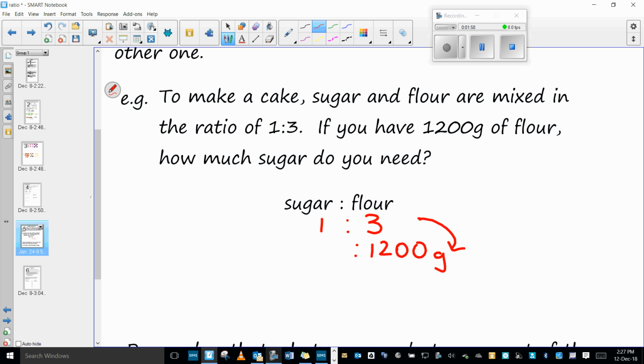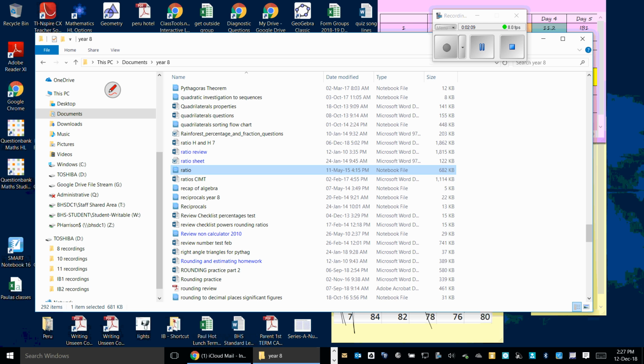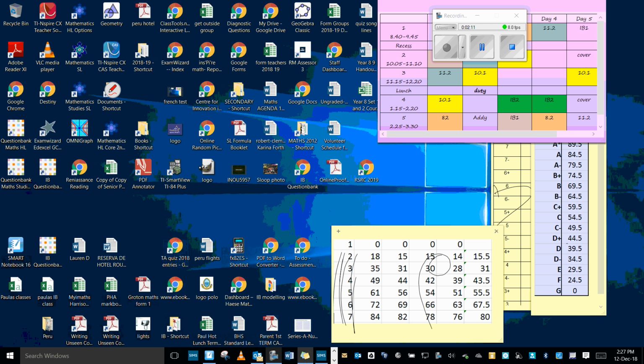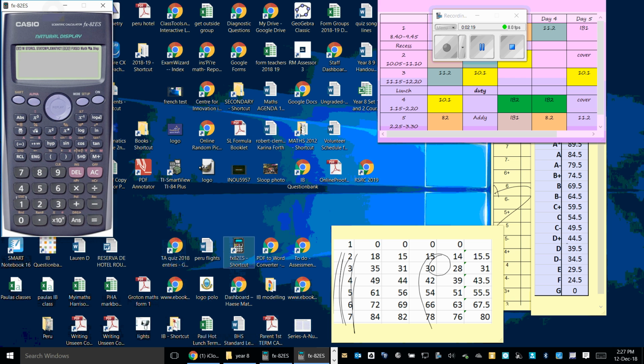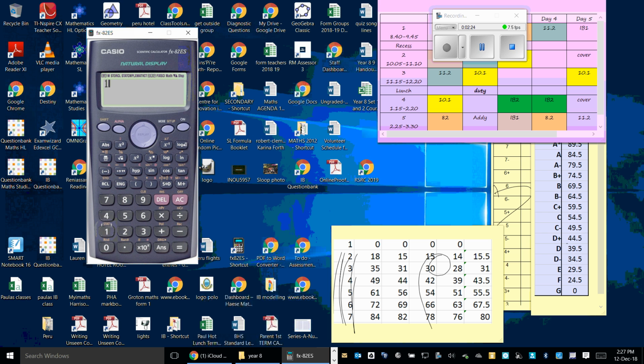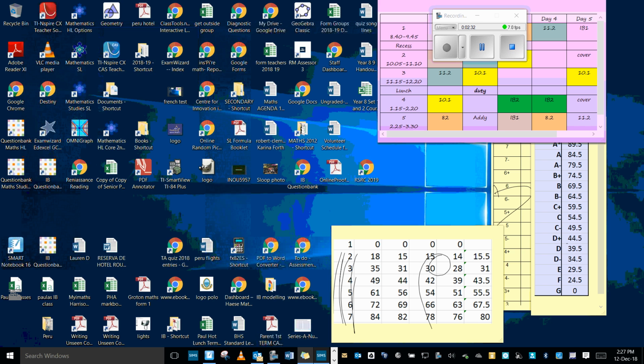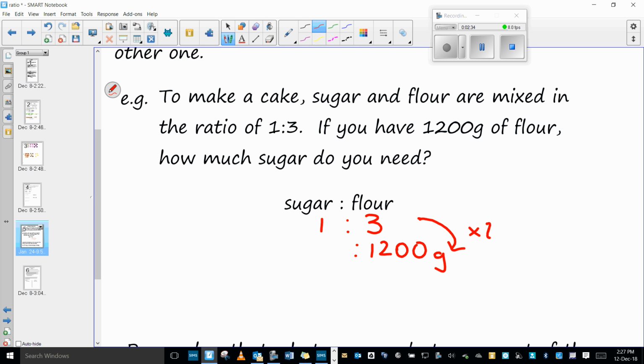So how do we work out what we multiply by, Sarah? Do 1,200 divided by 3. Good. So in our calc, we're going to do 1,200 divided by 3, and we should have got 400. So that means that I've multiplied this number by 400. You all happy with that?